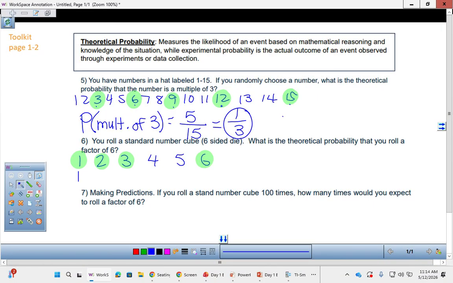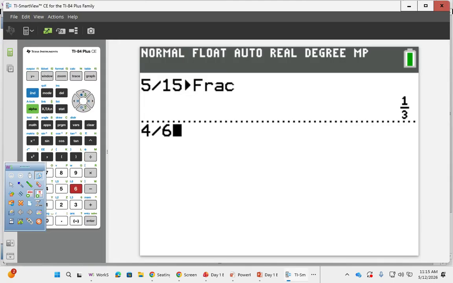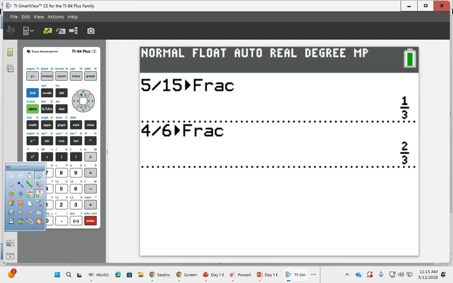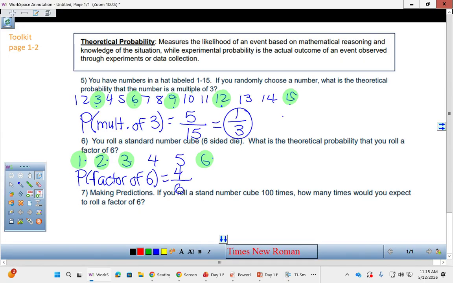So the question is, what is the probability of getting a factor of 6? So it would be the number of factors of 6 out of the total number of numbers. There is 1, 2, 3, 4 factors of 6 on the dice out of 6 total numbers on the dice. 4 out of 6. And then I'm just going to check that. 4 divided by 6, math, enter, enter. So 2/3. So my answer here is 2/3.